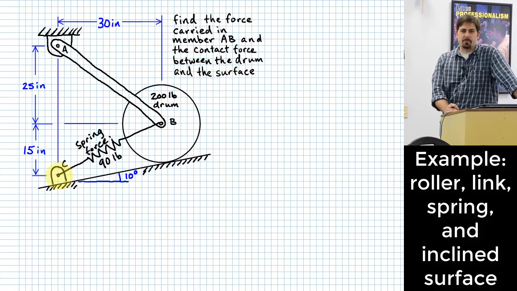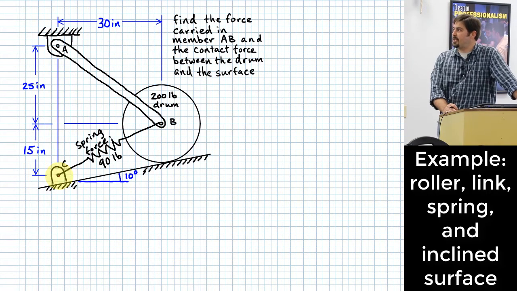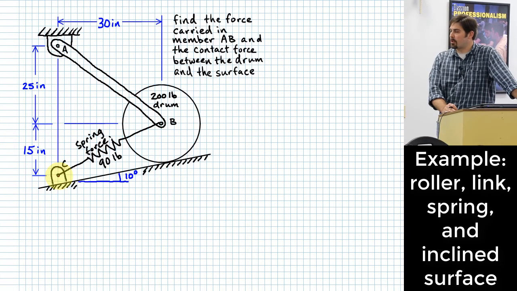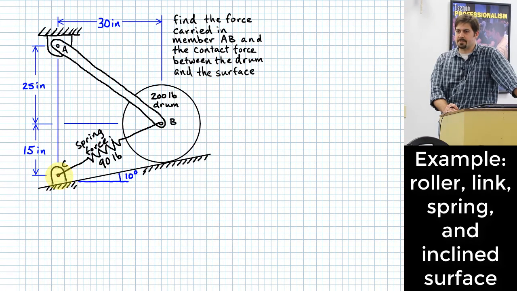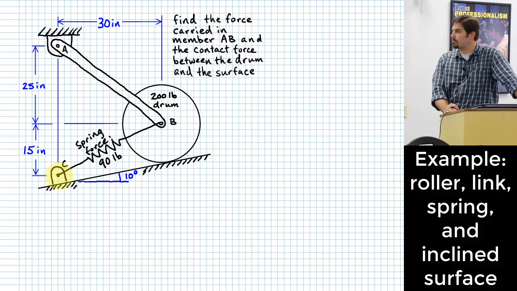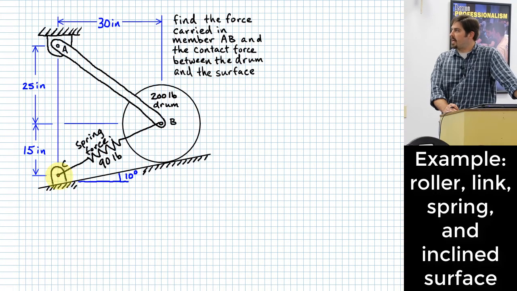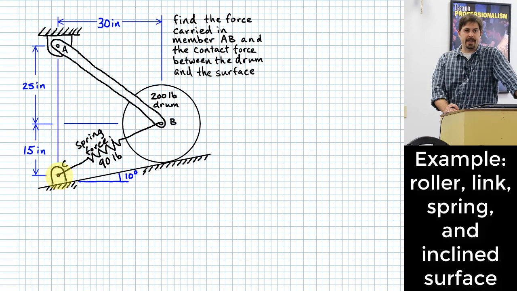What direction do you think the spring might be carrying the force? I know I didn't say it, and it actually could, I suppose, carry it either direction. But if it's connected like this with no other supporting, then you could probably safely assume that it's only supporting tension, a tensile force, not a compressive force. Okay? So it's a tensile force of 90 pounds. And what we want to do is find the force carried in link AB and the force applied between the surface of the drum and the surface that it rides against. Those are the two pieces of information that we want. All right, we good on what we're trying to do?